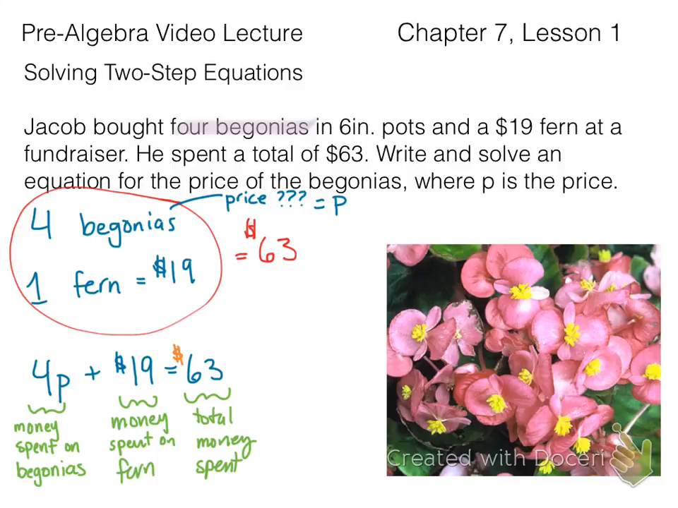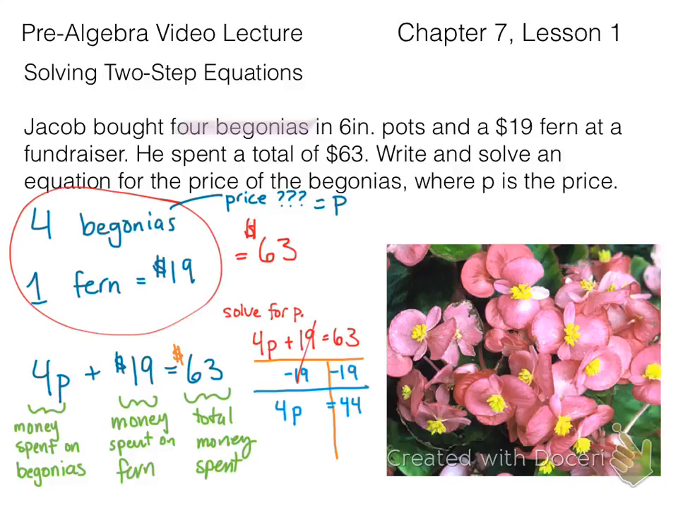All right. So let's go ahead and solve for P. Our original equation was 4p plus 19 equals 63. We're going to subtract 19 on both sides, which annihilates those 19s on the left. We're going to get 4p equals 44 because 63 minus 19 is 44. We're going to divide by 4 on both sides, and the multiply by 4 and the divide by 4 annihilate each other, and we're going to get p is equal to 11. So guess what? The begonias cost $11 each.